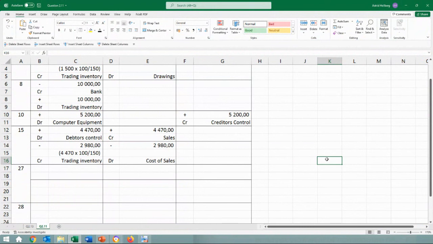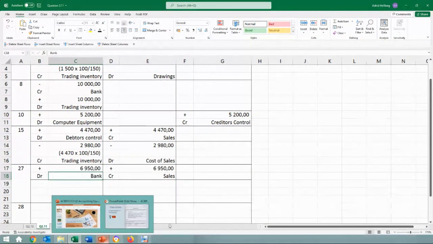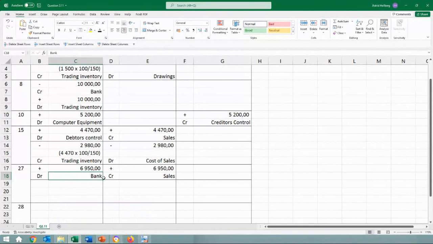Okay, so you think it's going to be debtors. Okay, we're going to change debtors control. That's correct. So instead of debtors control, we are going to take it to bank because they've paid cash. Okay, so it's not on credit. If it's in cash, it goes to the bank. But we're still going to credit the sales and we're going to debit the bank.